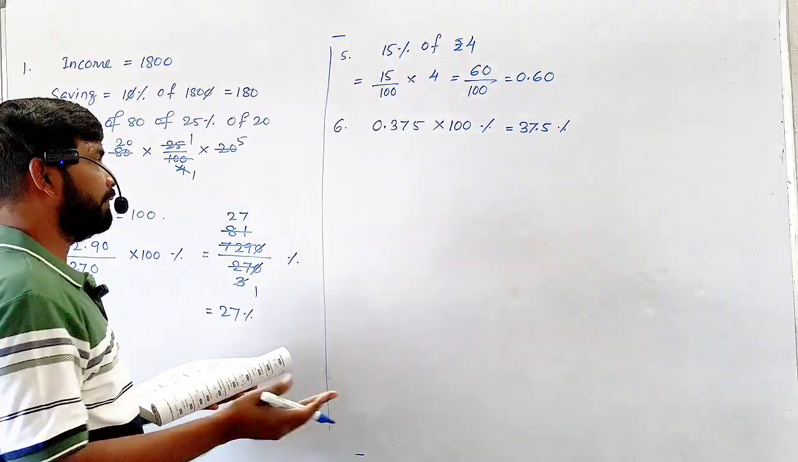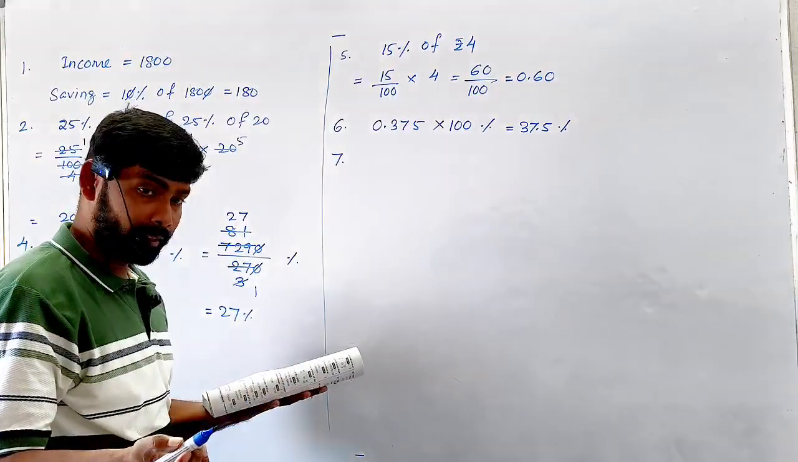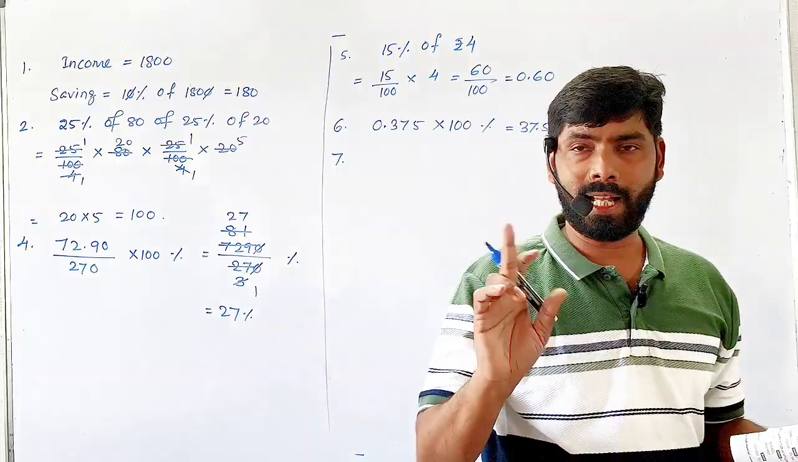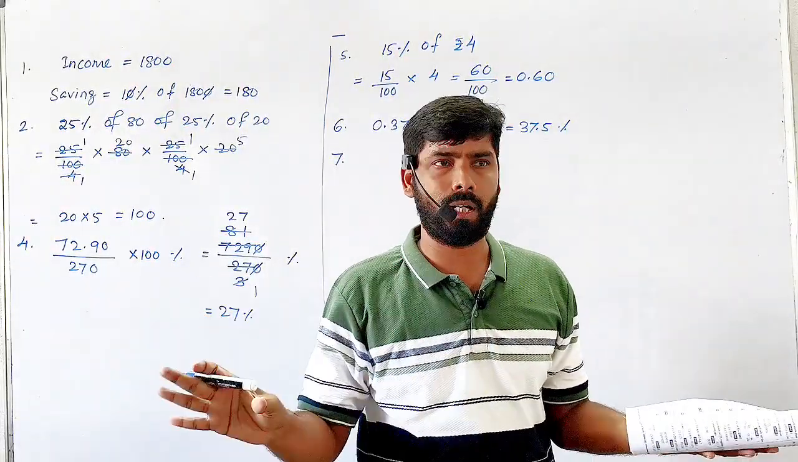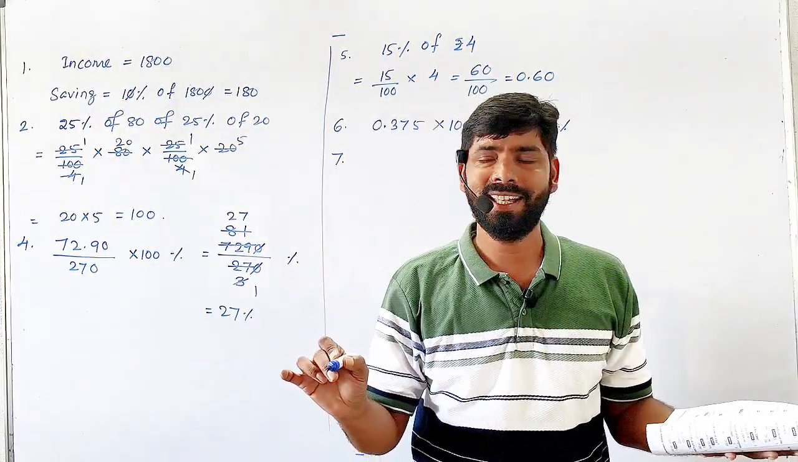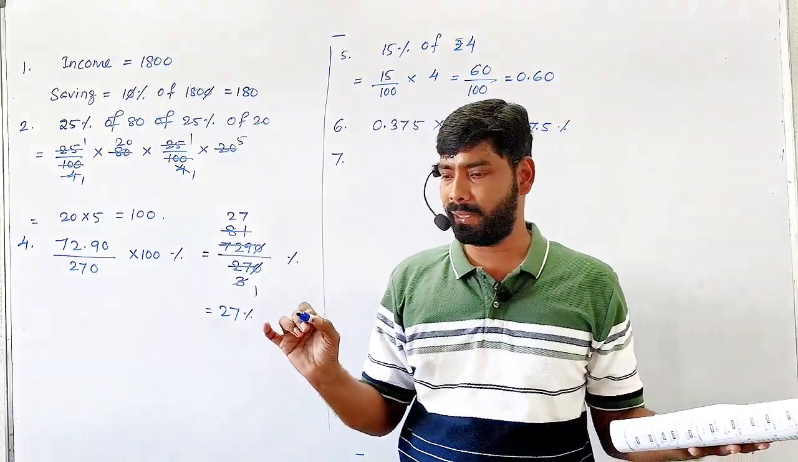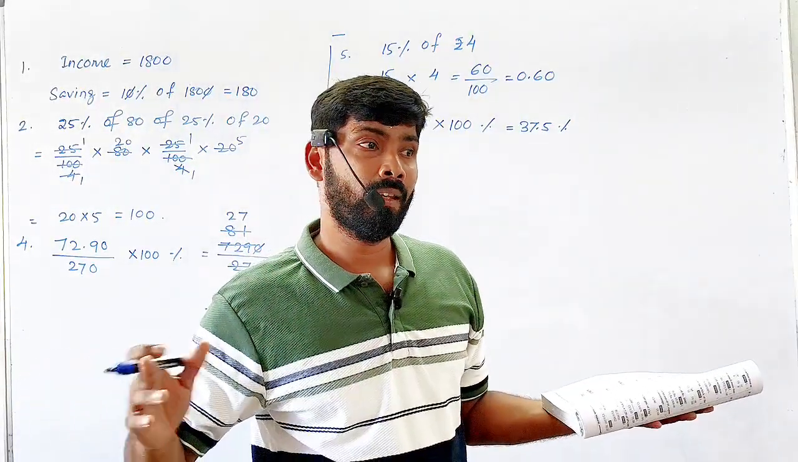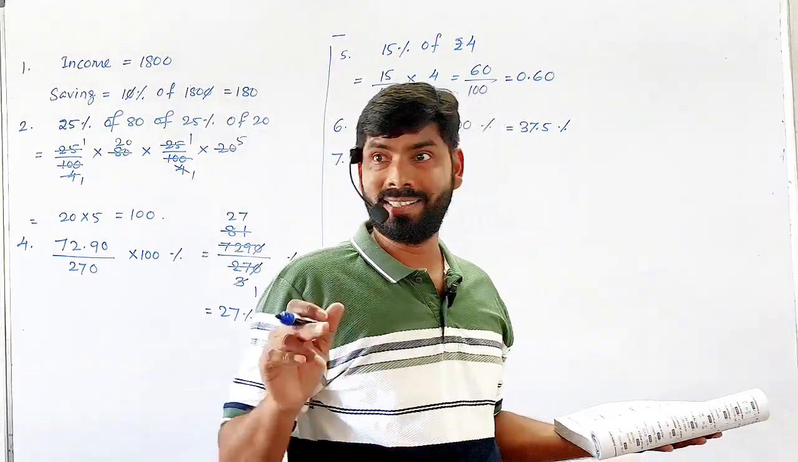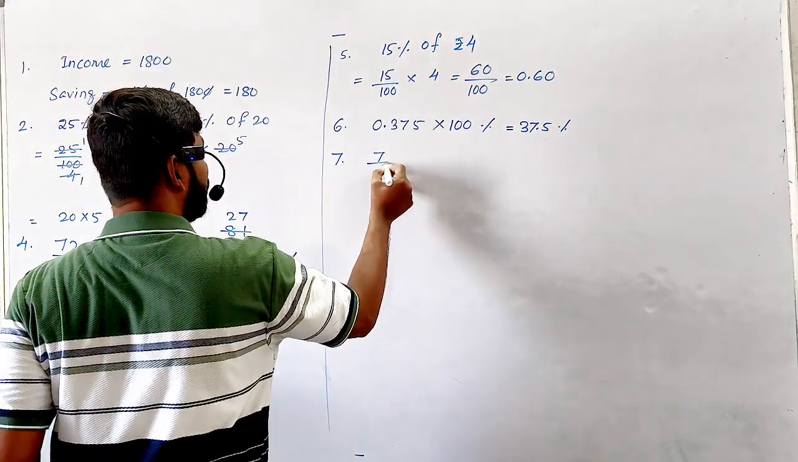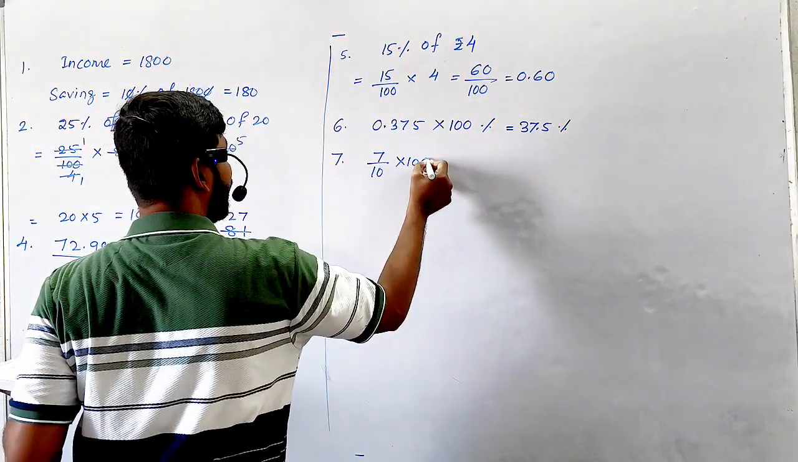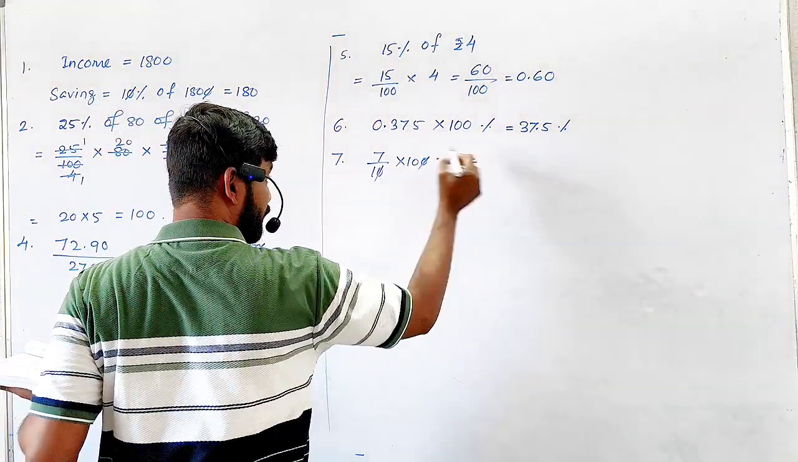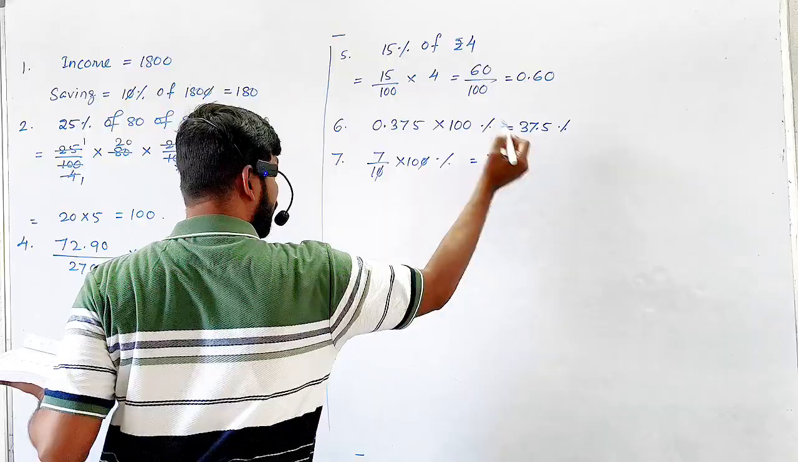Okay. Question number 7 also is direct conversion only. What is that? The fraction 7 by 10 is equal to. See guys, in the question it is not asked what we have to convert 7 by 10 into. But if you see the options, we can say we have to convert 7 by 10 into percentage. Fraction to percentage, into 100%. The percentage symbol is compulsory. So 7 by 10 into 100%. Here we can cancel. 0, 0 cancel. Answer is 7 into 10, 70%.